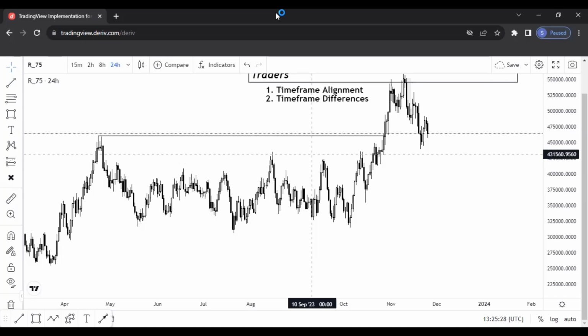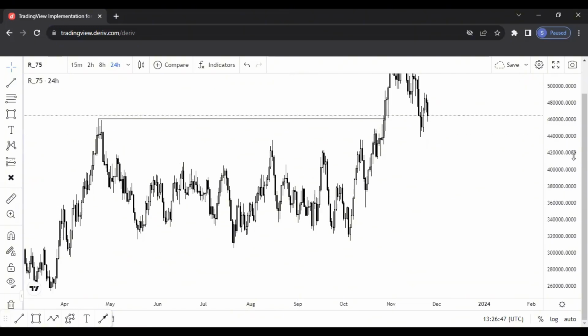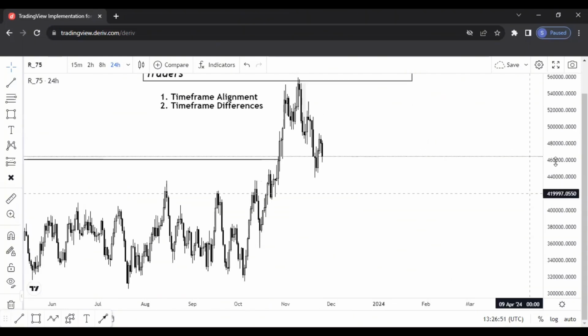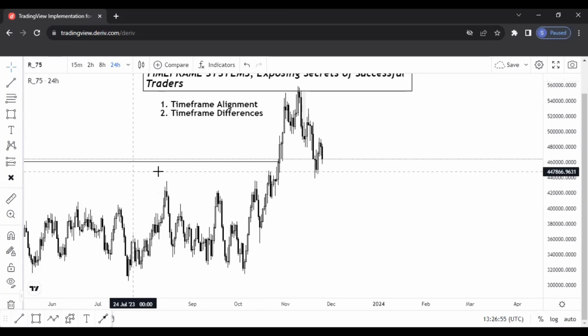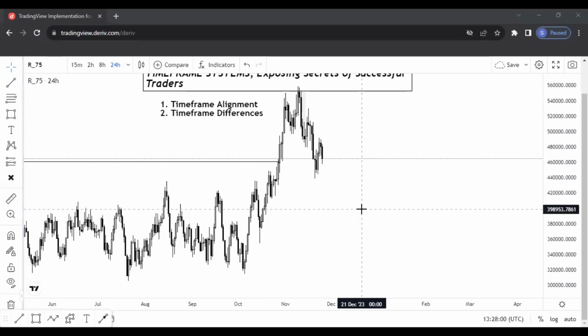Depends on what you want to do and how you want to make use of your time frame. So that leads us to time frame alignment, where I'm going to be talking more on how you can enter the market with your time frame. Now, this is an uptrend on the 24 hours time frame. When we talk about time frame alignment, it simply means 3 different time frames are aligned with each other.